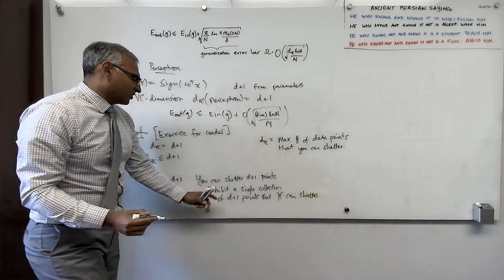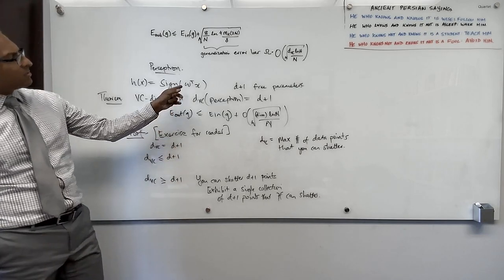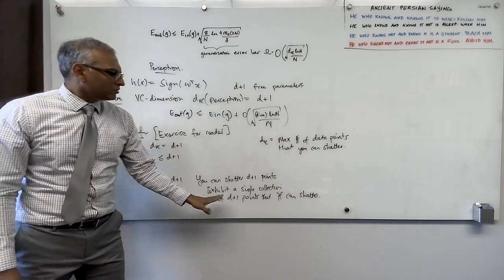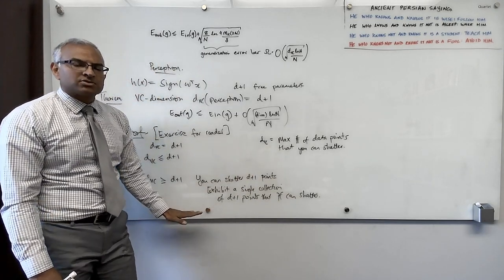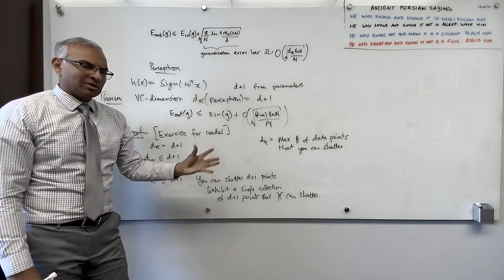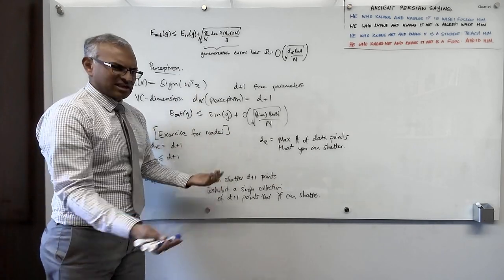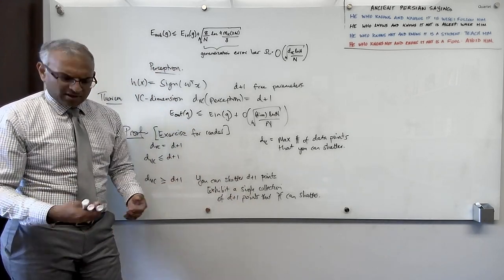So in other words, it suffices to exhibit a single collection of D plus 1 points and argue that it's possible to choose the weights. So, argue that for every dichotomy, so for every one of the 2 to the D plus 1 dichotomies, it's possible to choose the weights W such that you can implement that dichotomy. Now, because we're in this abstract D plus 1 dimensions, you have to make this argument mathematically, linear algebraically.